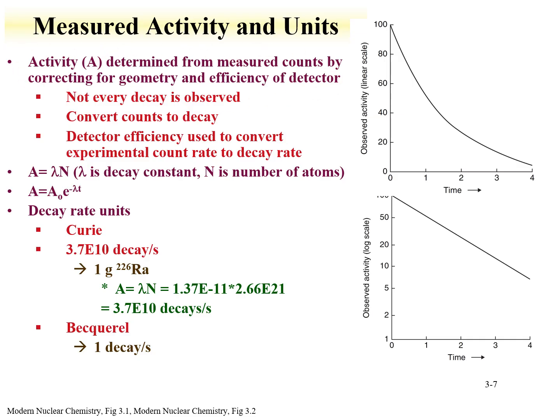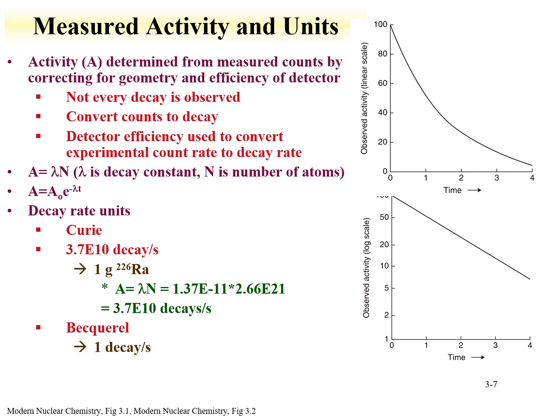Because not every decay is observed. The detector is not 100% efficient. So we need to be able to convert counts to decay. For a given detector, its efficiency at detecting the radioactive decay can be determined, and that value is used to convert experimental count rate data to decay rate data.